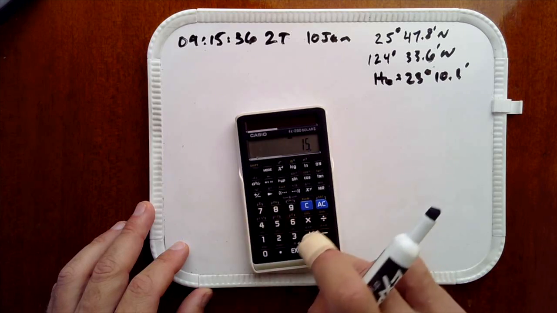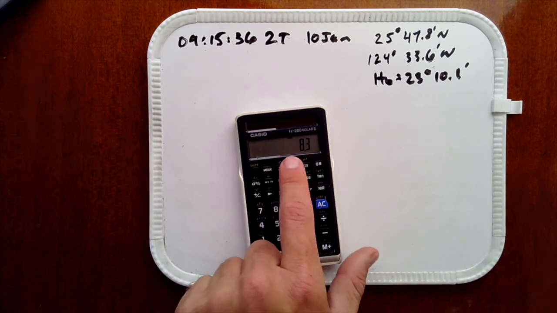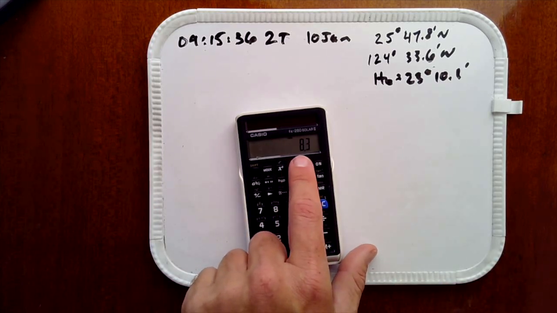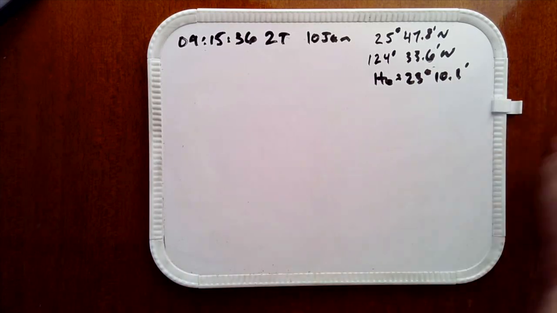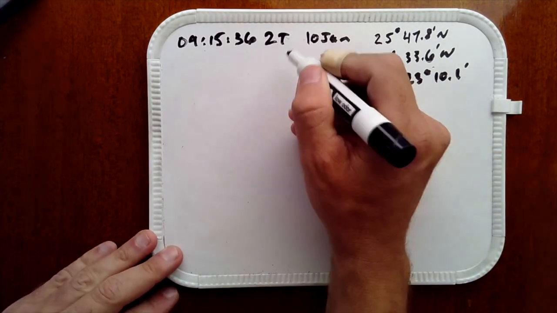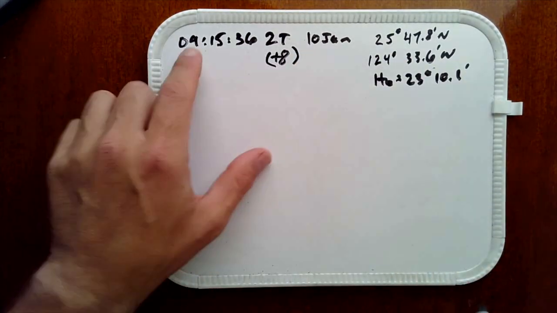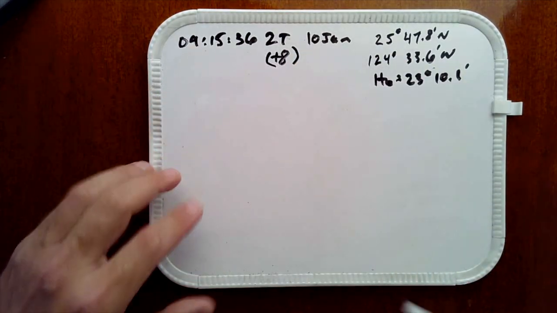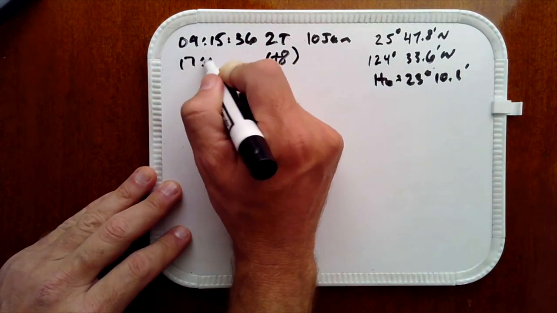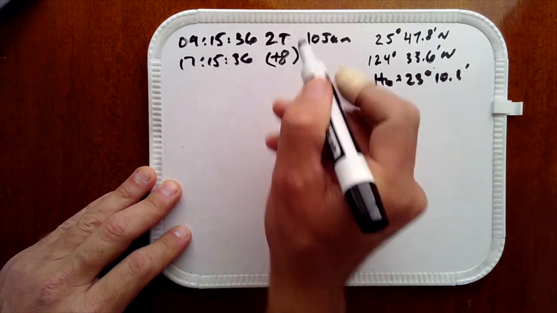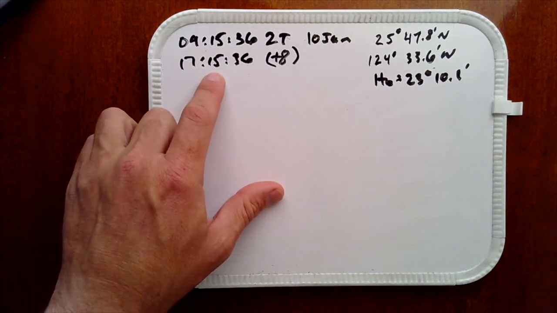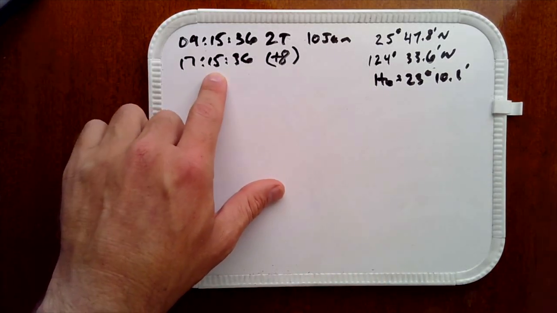If you divide that by 15, since there's 15 degrees per time zone, that's going to give you how many time zones you are away from Greenwich. So you can round to the nearest number. We're 8 hours away from Greenwich. So that means our GMT is going to be 17:15:36 GMT. So that's the time that we'll look up for the sun's position.